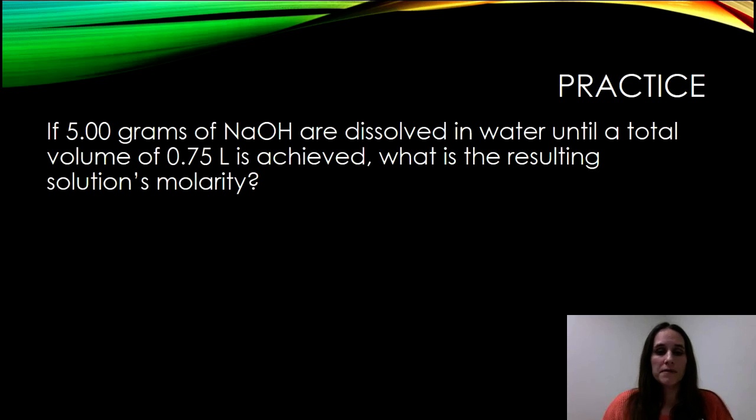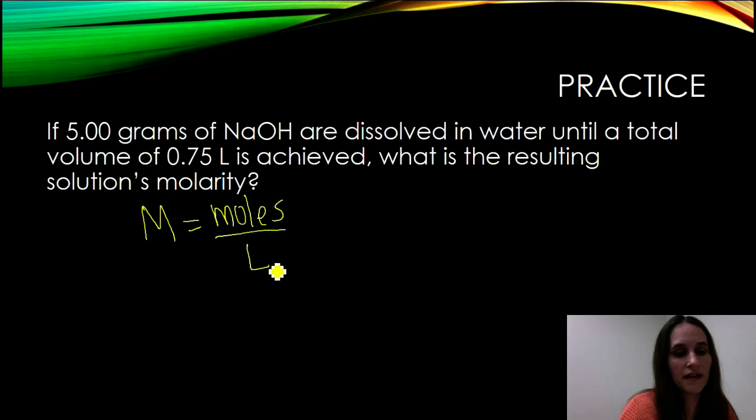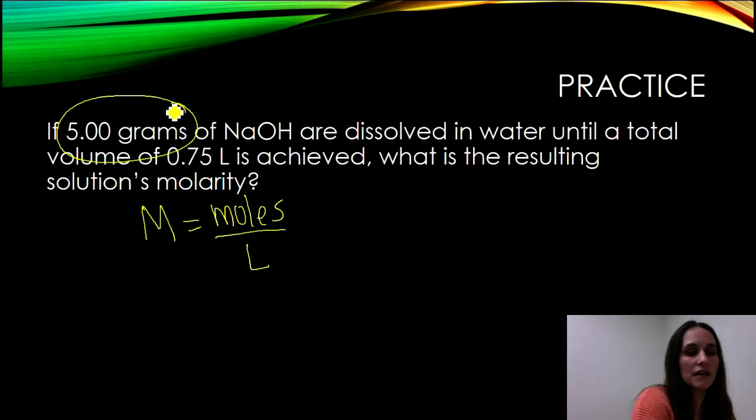If 5 grams of sodium hydroxide are dissolved in water until a total volume of 0.75 liters is achieved, what is the resulting solution's molarity? So this problem is asking the exact same thing as the last one. What's the molarity? And molarity is still moles per liter. The difference is it's actually a lot more realistic because I don't have a molimeter in the lab. I have a balance. And so it's given me the mass of sodium hydroxide.